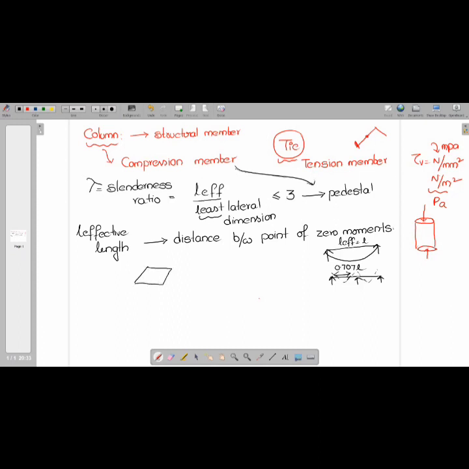Now immediately Rohit will ask me, sir, what do you mean by least lateral dimension? Suppose I consider a column here, this is the dimension of the column, A and B. Out of these two, whichever is the minimum will be the least lateral dimension. Any doubts in this, students?